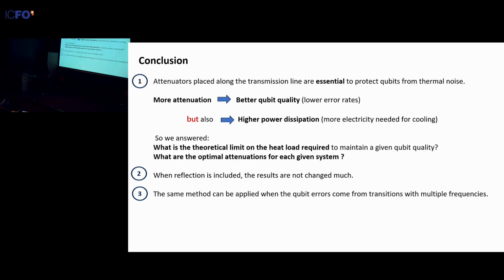So to conclude, I showed that the more attenuations we have, the more protection we have, but the more electricity we need to extract the heat. So here we gave an expression that minimizes the cost, but at the same time maintains good qubit protection. And also we checked when the model is more complete and when the reflection is included, and we found that the results are quite the same. And also we checked if the method works when the qubit is sensitive to noise at multiple frequencies, and the answer was yes. And thank you for your attention.